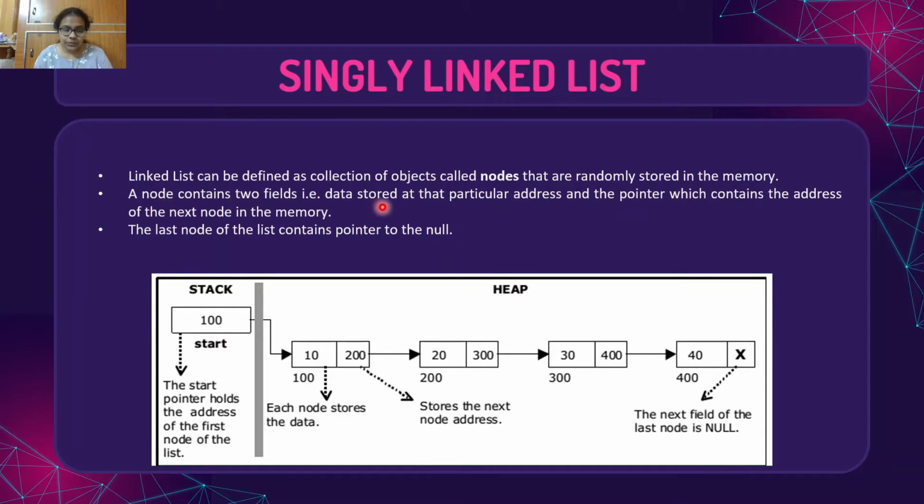A node contains two fields: the data stored at the particular address, and the pointer which contains the address of the next memory. Here we can see the node contains the address of the next node, and the last node of the list contains the pointer to null. So here we don't have any node after this, so it is null.